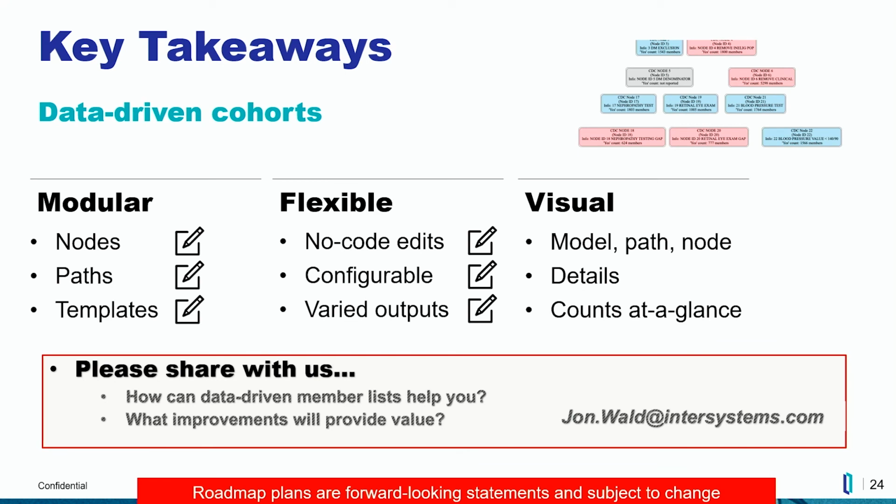And then the next slide, which is my last, is just to summarize that I think the key takeaways are we are building a tool for creating member lists or cohorts that are driven by the data in Health Insight, but also the data that comes from other data sources. It's a modular, flexible, visual approach. The idea is to make it no code or low code as far as editing the models and configuring the models. It's intended to be modular in terms of reusing nodes and paths and being able to share and start with templates to accelerate the work.